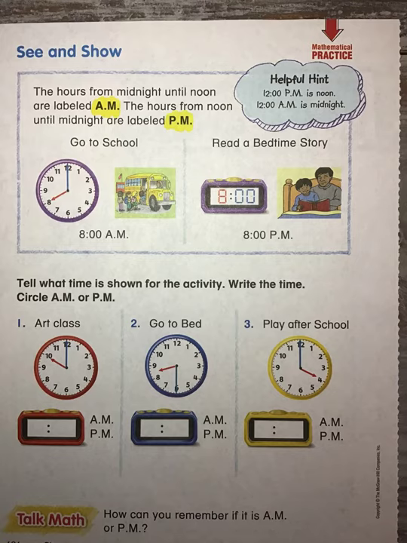So let's write 10 o'clock, and we write that by writing a 10 in the hour space and zeros for the minutes. That shows 10 o'clock. Now, if I'm in art class, is it 10 a.m. or 10 p.m.? It would be 10 a.m., right? Because it's not past morning yet. It's after midnight.